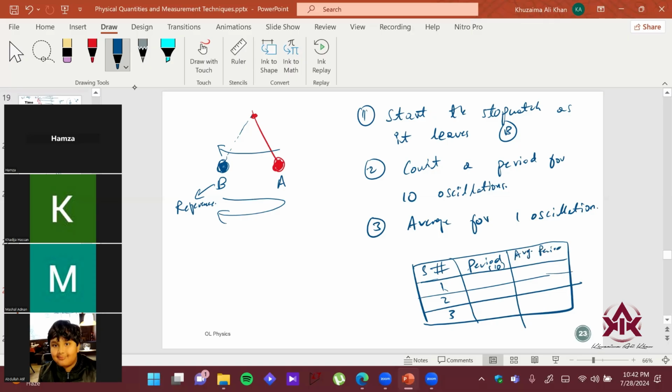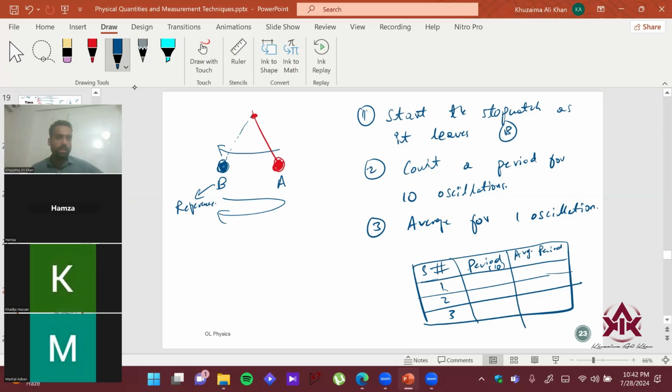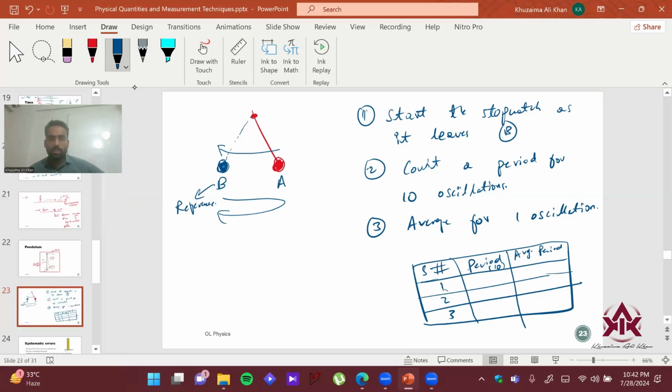Let's say you did the experiment for the first time and you took 10 readings for the oscillations. It came out to be, let's say, 32.47 seconds. Then it came out to be 31.42 seconds. It came out to be 30.5 seconds. Then if you divide by 10, it's going to be 3.247, 3.142, and 3.050 seconds. Now you have these 3 readings over here for one oscillation.